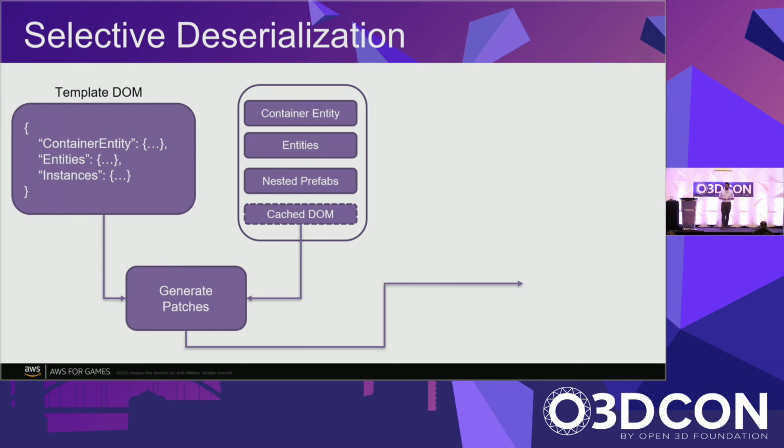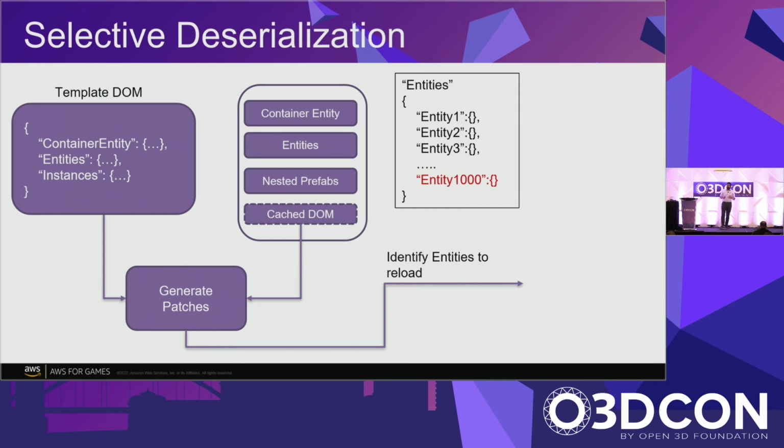And once we generate those patches, we identify which entities got modified during the course of this operation. In the previous example, we said that we only want to modify one entity among 1,000 entities. So the patches identify that, oh, okay, there's actually only one patch that touches this 1,000th entity.